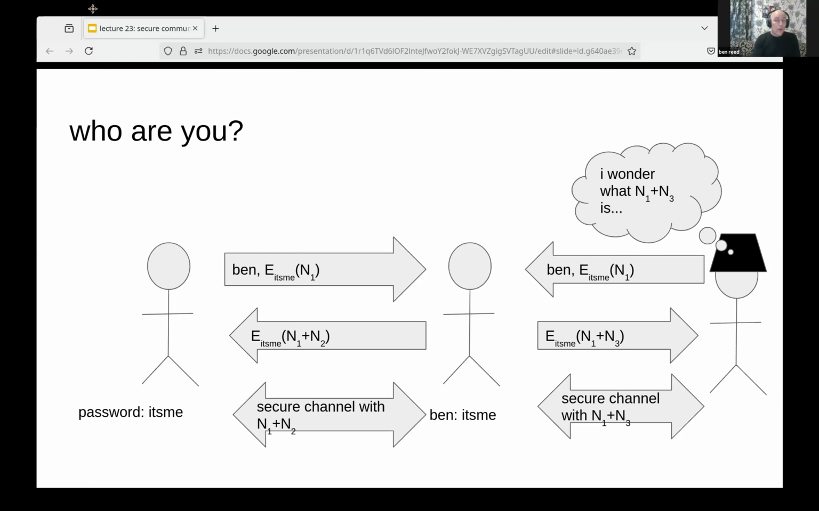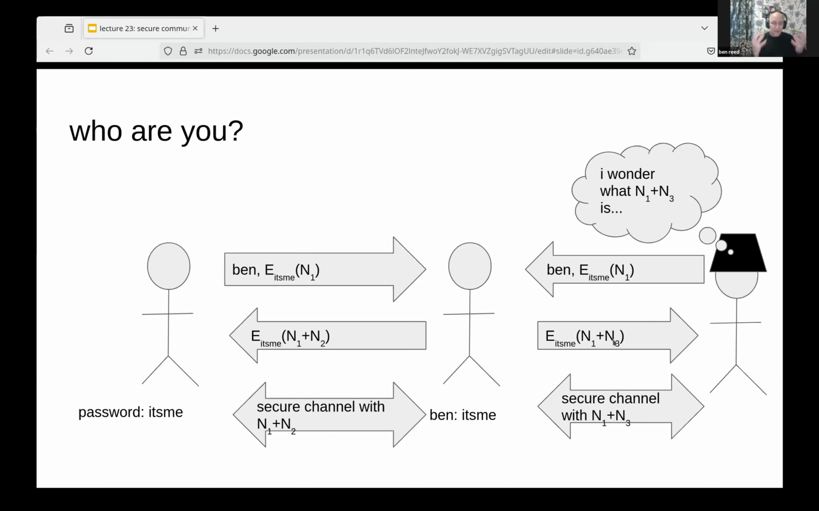Okay. So now the attacker, of course, the black hat, can replay all this. It can watch all these messages and it can replay them. So the attacker can record this Ben and then the encrypted N1, and it can send it to the server. Now, when the server gets that message, it's going to generate the middle message on the right, where it encrypts N1 because N1 got replayed by the attacker. And then it'll add a new nonce to it, N3, and it will send it back to the attacker, the hacker.